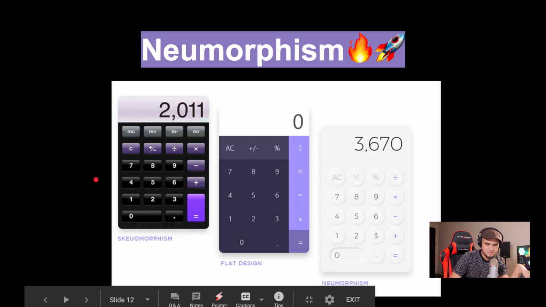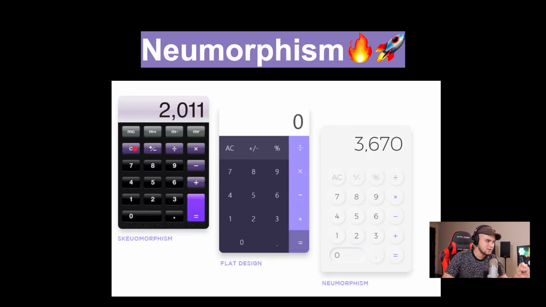So neomorphism, going specifically into it, what is it? Let's break it down. Skeuomorphism, as I said before, is a very 3D design, so it's pretty much representing the real world but in design. If you can see this, look at how they're adding the shades. It goes from purple to almost white, and they're showing that so that you can see the dimension of the buttons, right?